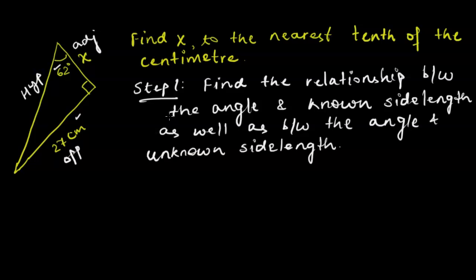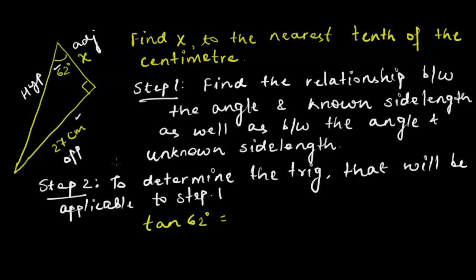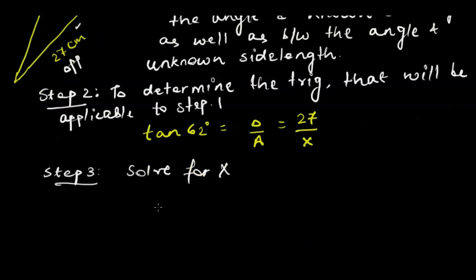Once we have completed step 1, next is step 2, and step 2 is to determine the trig ratio that will be applicable to step 1. Because the known side is opposite and the unknown side is adjacent, we have to use the opposite and adjacent ratio. An opposite and adjacent ratio can be found using tan of an angle. So in this case, we would write down tan of angle 62 degrees is equal to opposite over adjacent. The opposite side is given to us as 27 and the adjacent side is what we are looking for, and that is x.